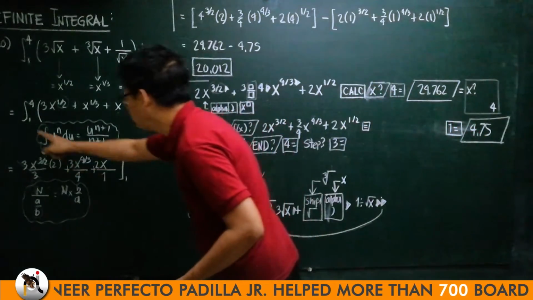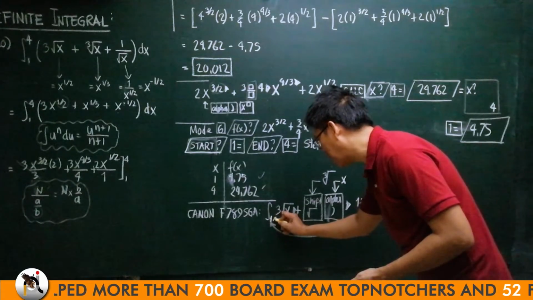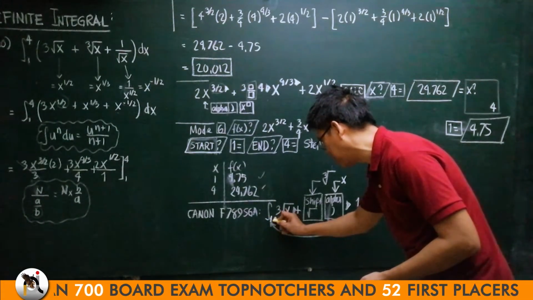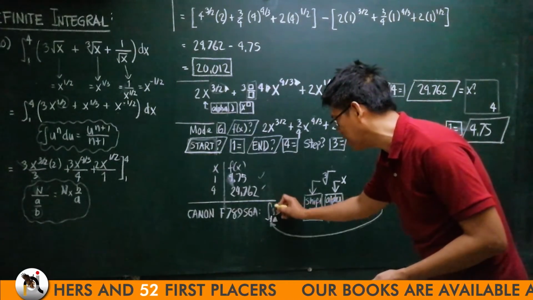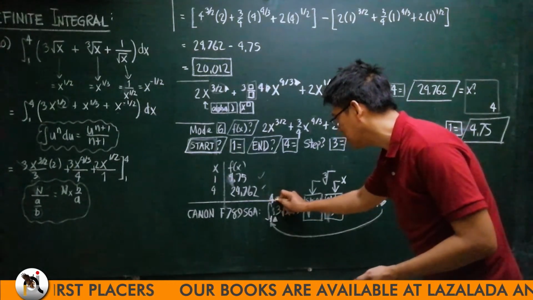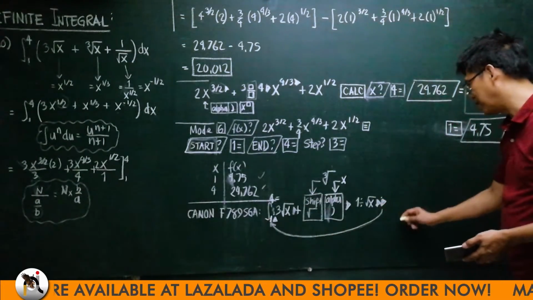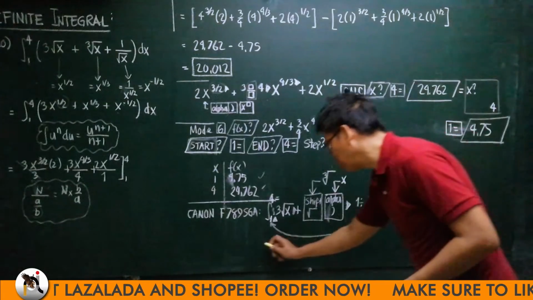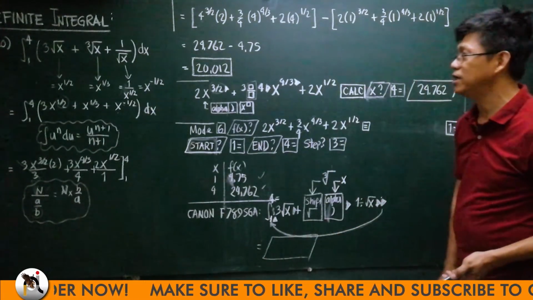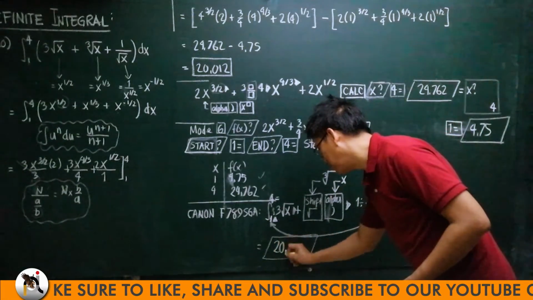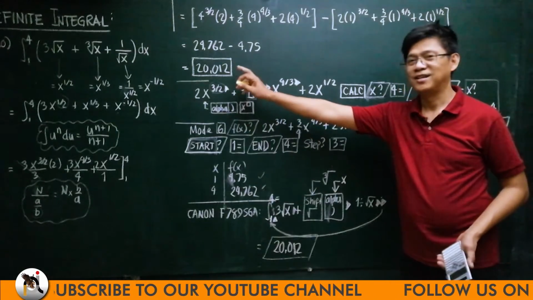So, you input the lower limit, 1, then press the up arrow key or right arrow key is okay. Your cursor will move to this. Input the upper limit, 4, then equals. Your calculator will process the value, then it will display the result. The result will be 20.012. It will be the same as this.